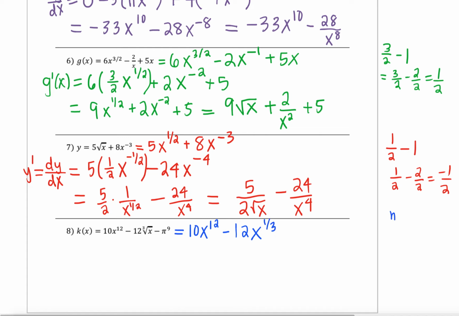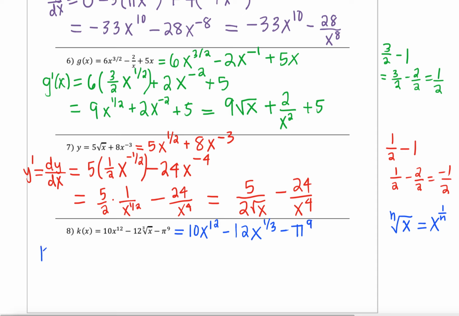So another side note here to remember is that if I have the nth root of x, that would be x to the 1 over nth power. So the square root, our index there was a 2, which is why we got x to the 1/2. For a cube root, our index is a 3, so we'll get x to the 1/3. If I have, let's say, a 10th root of x, I'd get x to the 1/10. And that works for any index there. And we still have minus pi to the 9th.